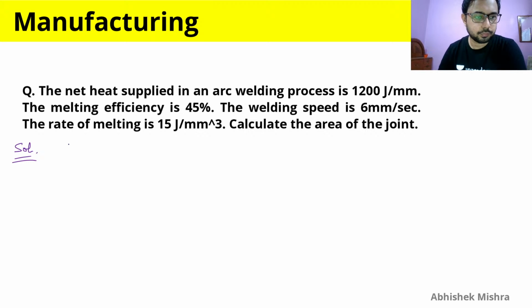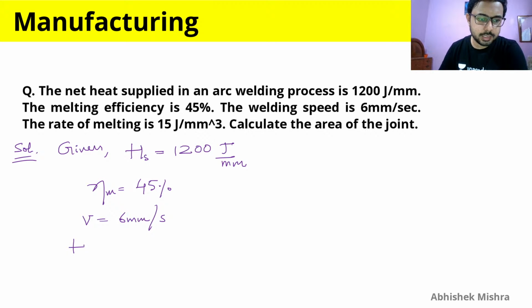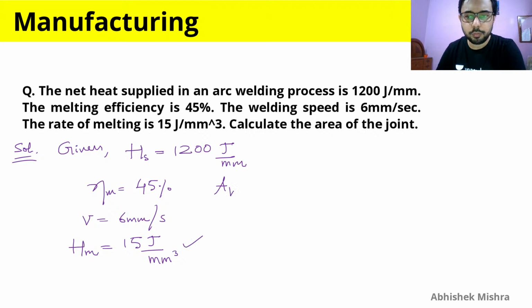So, given: heat supplied is 1200 joules per mm, and the unit is quite different from the other heat given. Melting efficiency 45%, welding speed 6 mm per second, rate of melting. Now rate of melting is simply heat required for melting, so it is 15 joule per mm cube. We have to calculate the area of the joint, that is, we have to calculate AB in mm square.